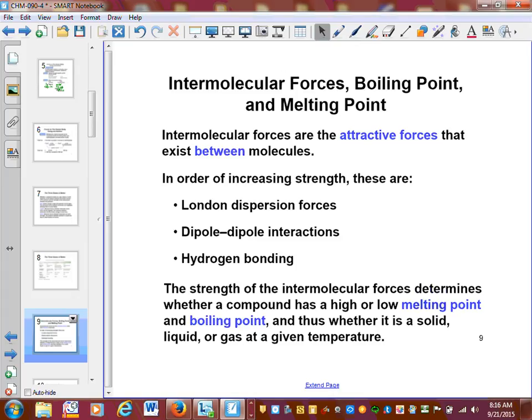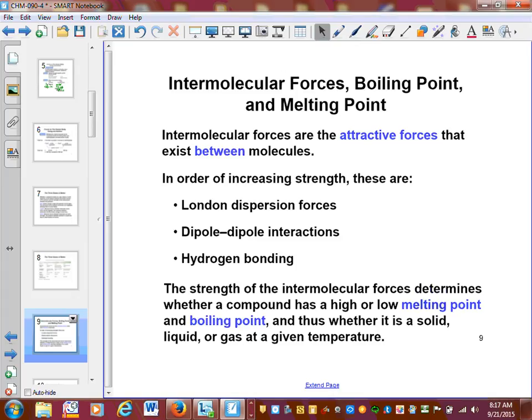We're going to talk about three different types of intermolecular forces: London dispersion forces, dipole-dipole interactions, and hydrogen bonding. The strength of these attractions determines what the boiling point and melting point of compounds are. To melt or boil a compound, you have to pull the molecules apart from each other. You're not changing the molecule, because remember, melting and boiling are physical changes.